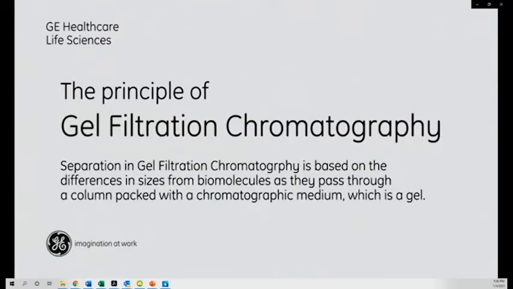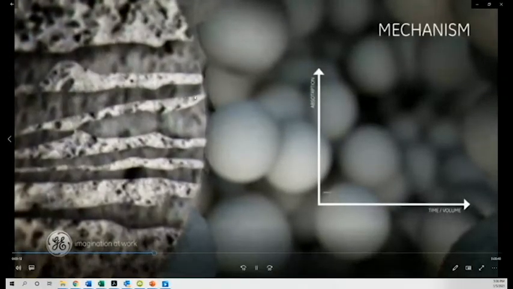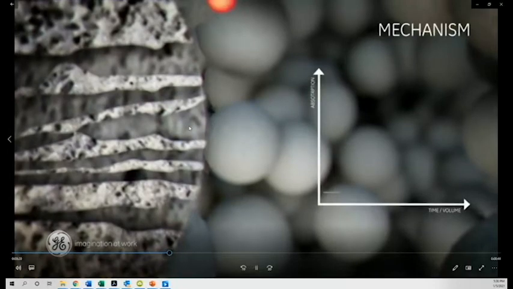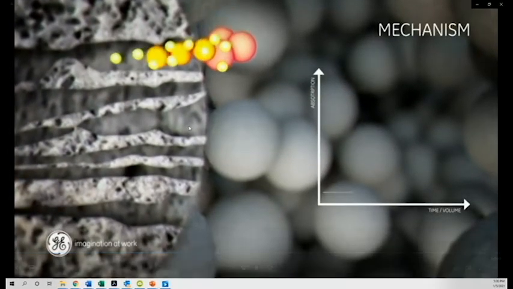Separation in gel filtration chromatography is based on the differences in sizes from biomolecules as they pass through a column packed with a chromatographic medium, which is a gel. You see those seeds? Molecules larger than the pores in the gel are unable to diffuse into the gel and are confined to the solution surrounding the beads.